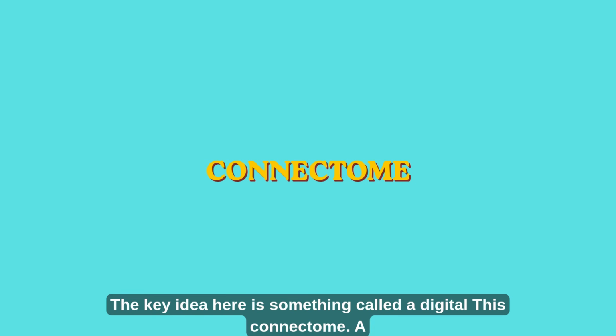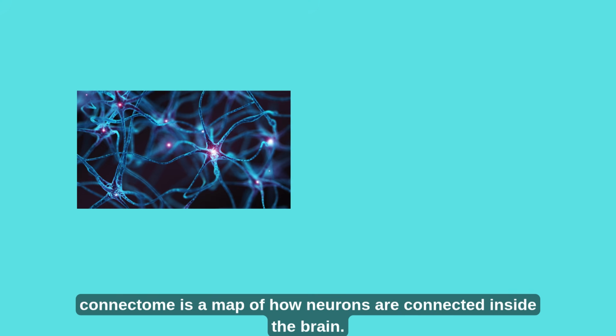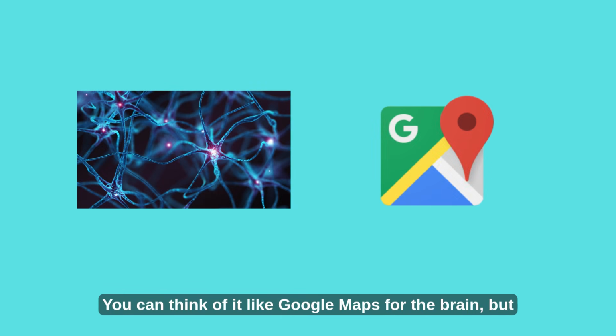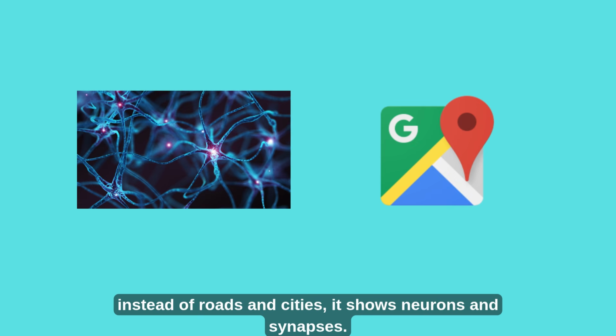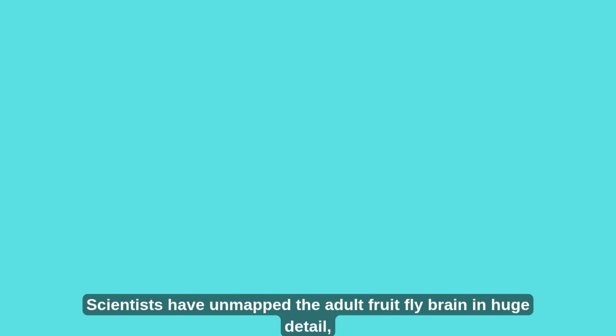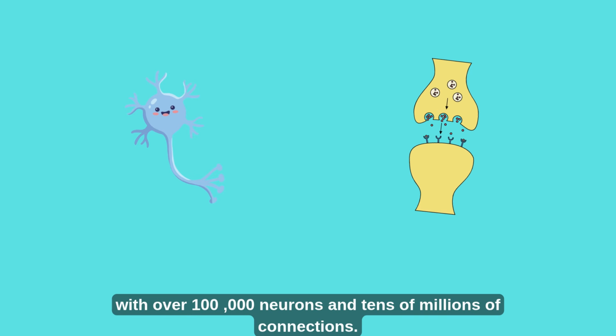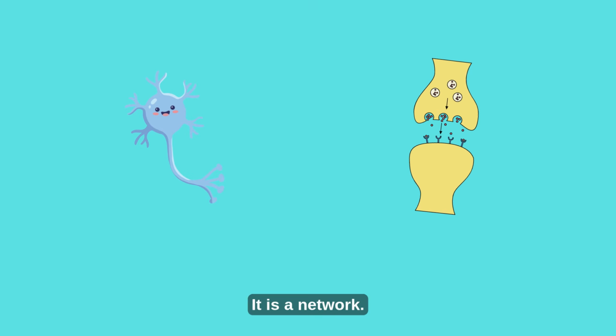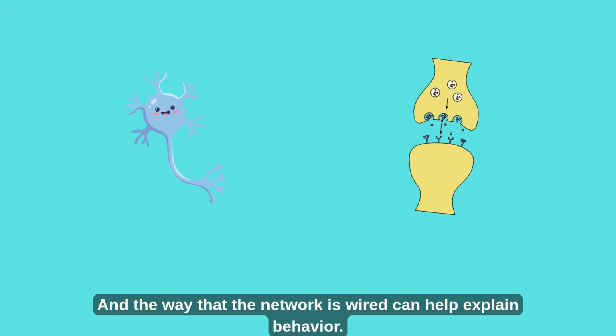The key idea here is something called a connectome. A connectome is a map of how neurons are connected inside the brain. You can think of it like Google Maps for the brain, but instead of roads and cities, it shows neurons and synapses. Scientists have mapped the adult fruit fly brain in huge detail, with over 100,000 neurons and tens of millions of connections. This really matters because the brain is not just made of cells, it is a network. And the way that the network is wired can help explain behavior.